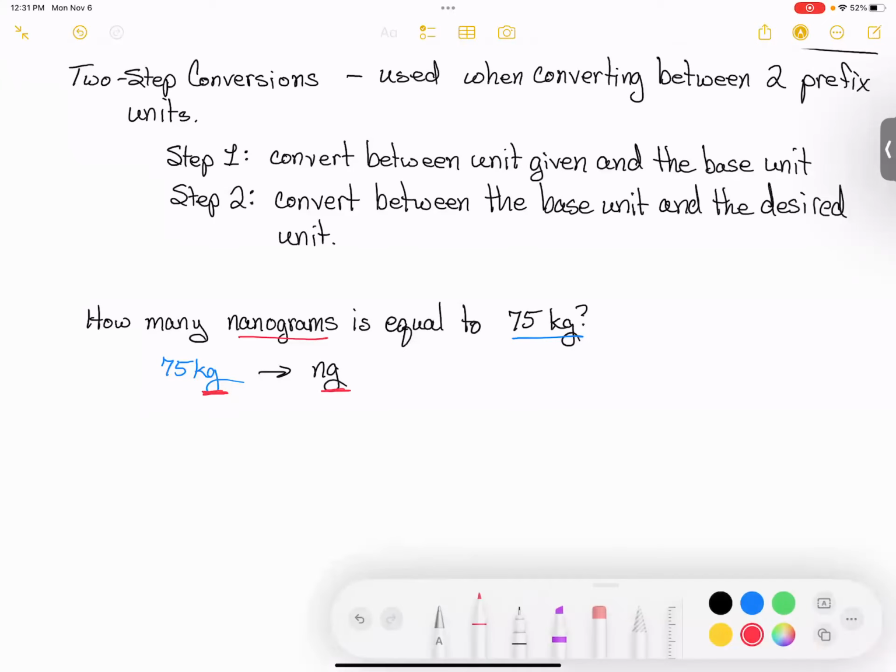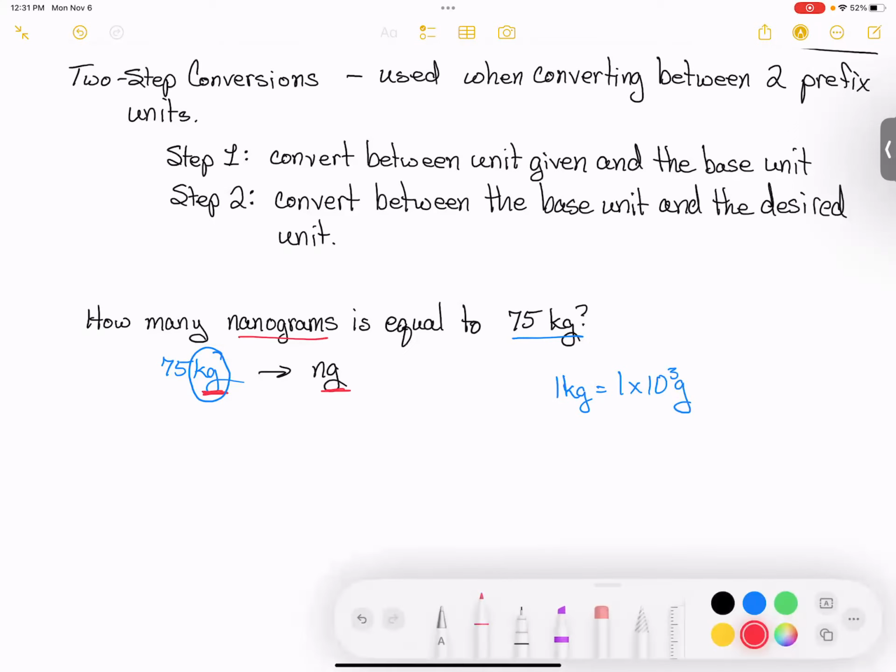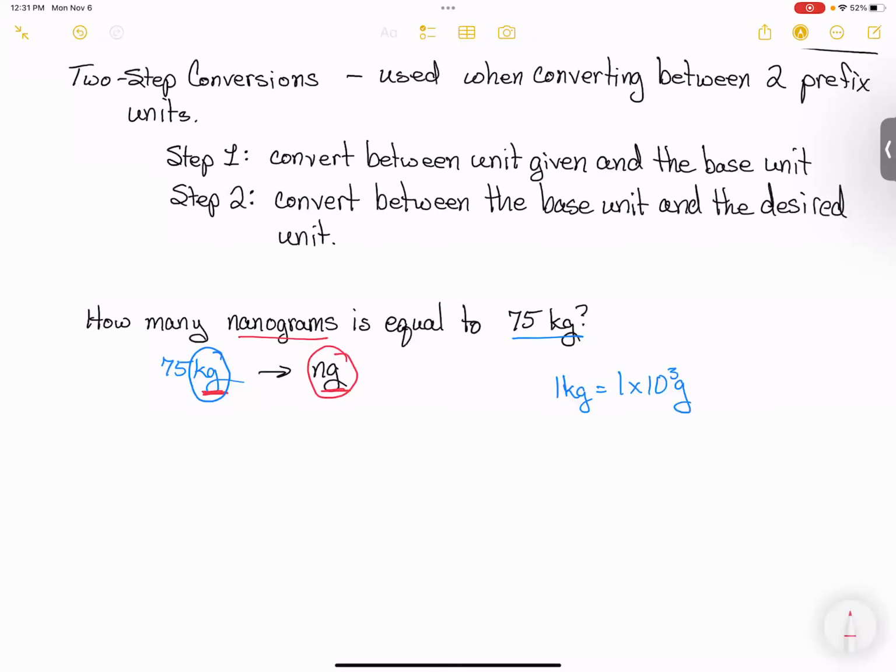So what are your conversion factors? Well, the first conversion factor is going to be related to the kilogram, which is 1 kilogram is equal to 1 times 10 to the third grams. The second conversion factor is going to be related to what you want, which is nanograms. 1 nanogram is equal to 1 times 10 to the minus 9 grams.